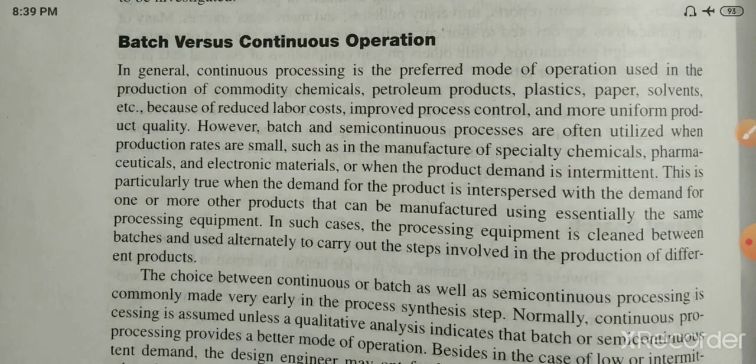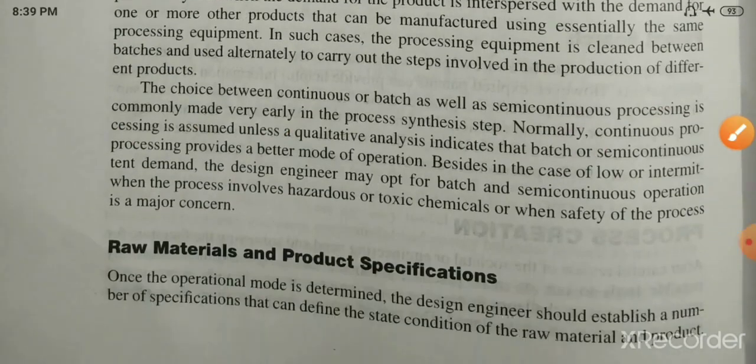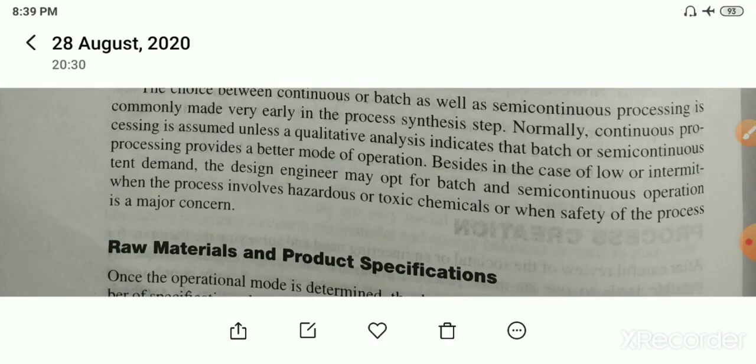This is particularly true when the demand for the product is interfaced with the demand for one or more other products that can be manufactured using essentially the same processing equipment. In such cases, the processing equipment is cleaned between the batches and used alternatively to carry out the steps involved in the production of a different product. Okay, the choice between continuous or batchwise operation.